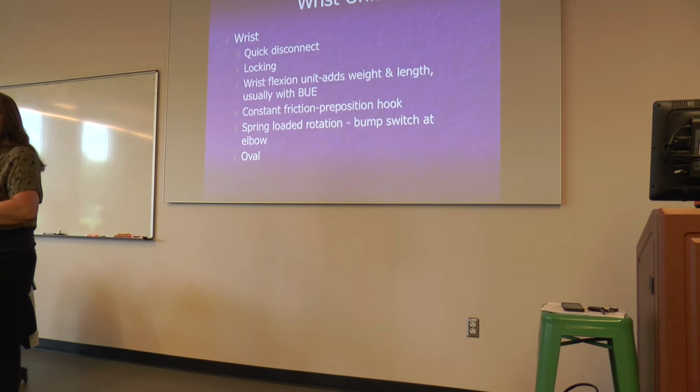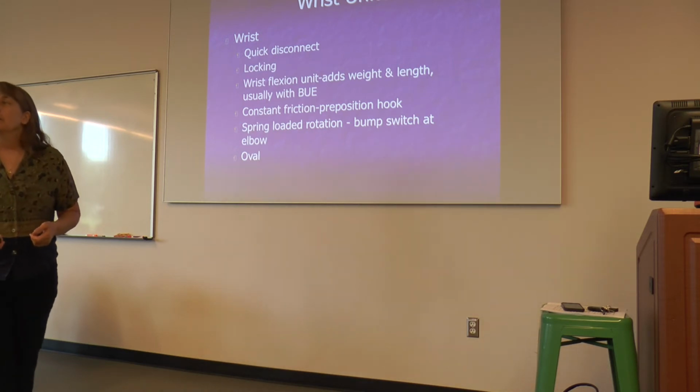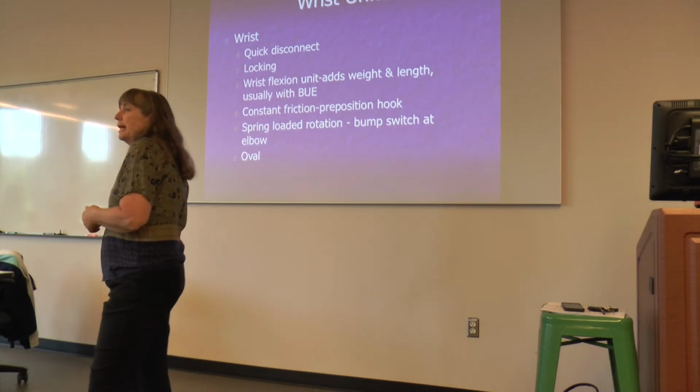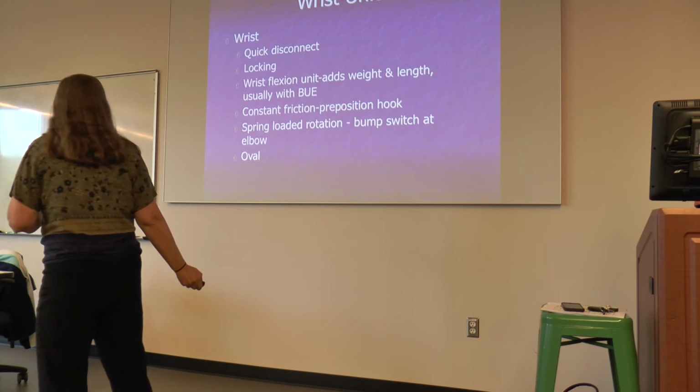But quite often with bilaterals, one of the wrist units has a flexion extension position. It usually has 6 to 10 positions you can lock it in, of different degrees of flexion, depending on what you want it to do. You actually can rotate it again from a bump switch at the elbow if you have a higher level amputation.